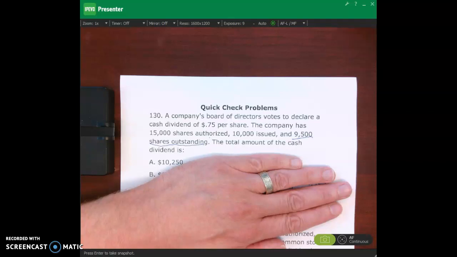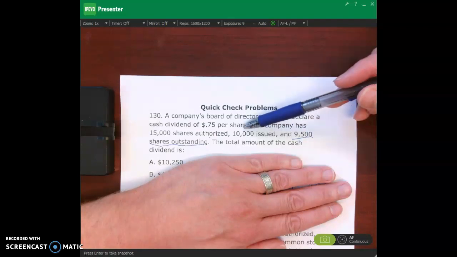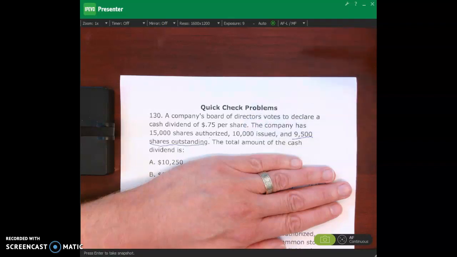I did want to point out something here: when you have the number of shares authorized, issued, and outstanding, to calculate the dividends, it's the number of shares outstanding. Okay, so number of shares outstanding times the dividend per share. So what I want you to do is pause the lecture video, do these quick check problems, and then come back and check your work.